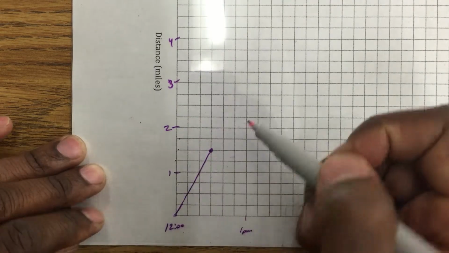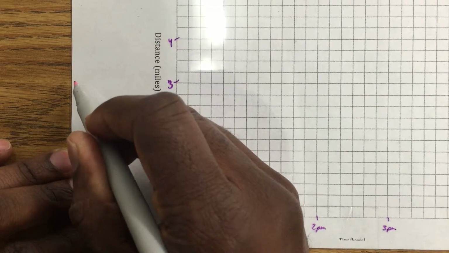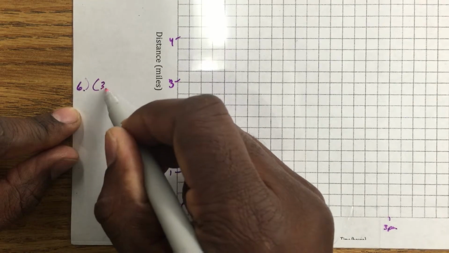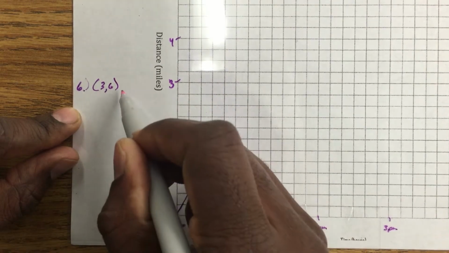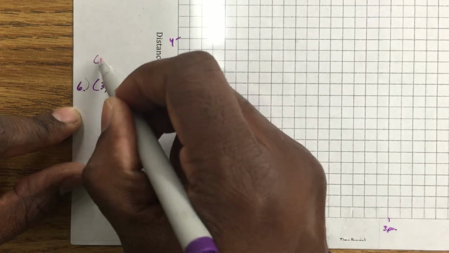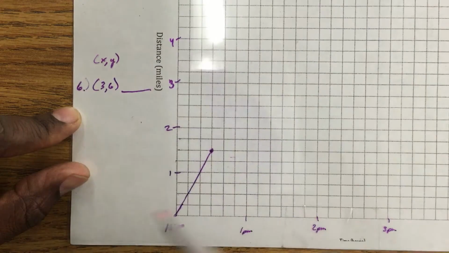Just pay attention. Just follow my lead. Okay, I'm going to tell you exactly what I want you to do. I want you to put a 6 here. Then I want you to put a 3 and a 6 like that in a line. The 3 is the x coordinate, and this is the y coordinate. You should know this from math.